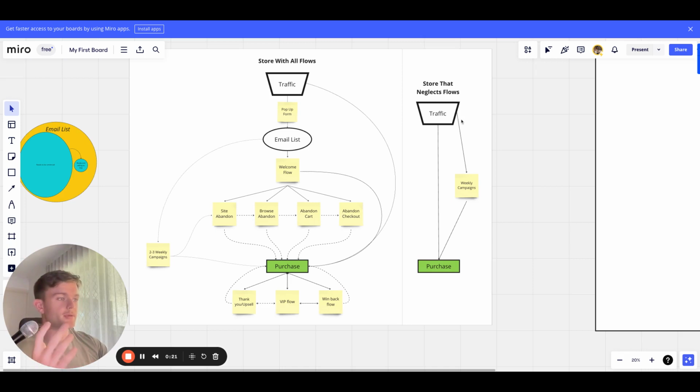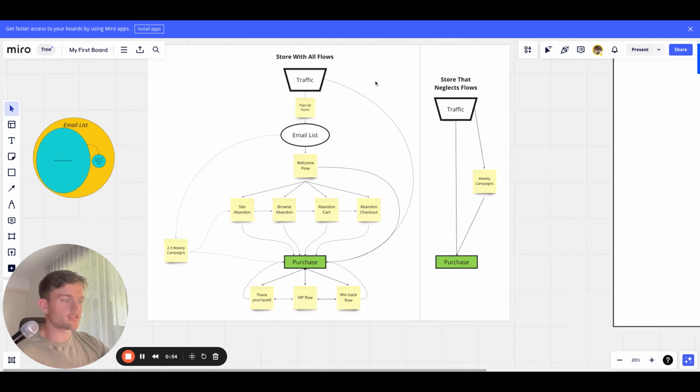This flow chart sort of depicts the journey of a typical recipient as they come in as cold traffic, and outlines the importance of having both the campaigns and the flows. So on the right here, you can see a store that neglects flows. They'll have traffic that comes in at the top of the funnel. X percentage of that traffic will convert straight away, probably 2 to 3%. And then whoever ends up on the email list, maybe through a pop-up form, will get weekly campaigns and hope that they also lead to purchases. You will make a bit of money through your email marketing this way, sure.